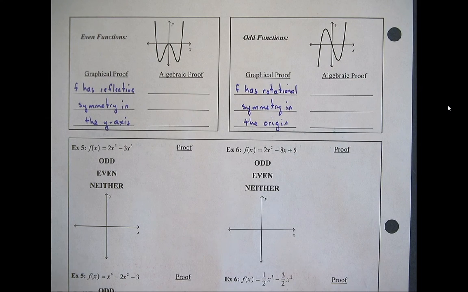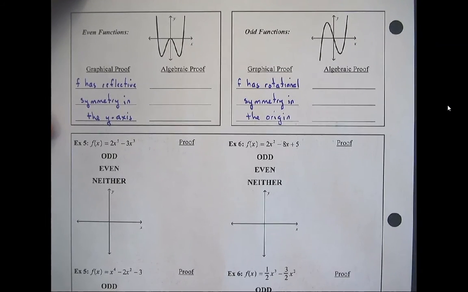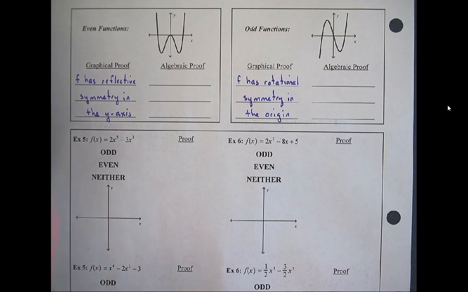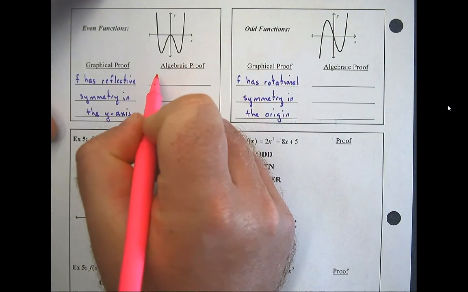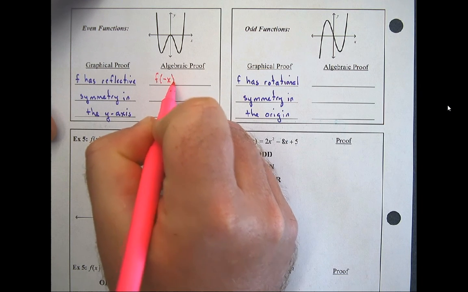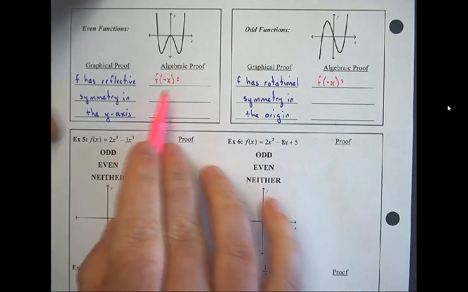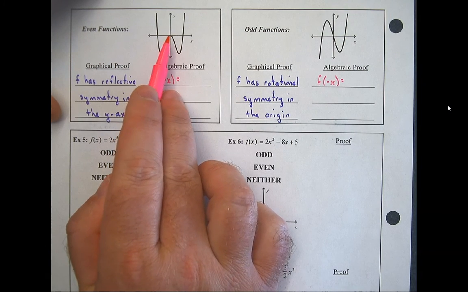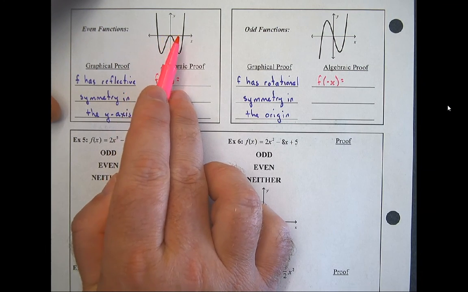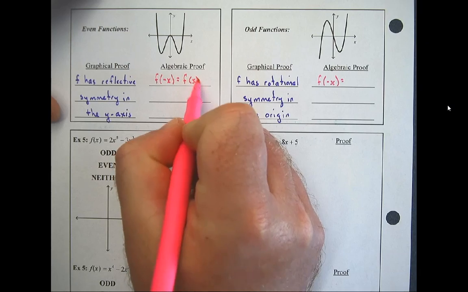Then we have the algebraic proofs. Algebraic proofs aren't too bad. They really stumped me when I was a kid, but now that I stop and think about them a little bit, it makes a lot of sense. So for either one of the algebraic proofs, you're going to do the same thing. You're going to plug in -x into your function. You're going to simplify things, and in an even function, the function value for -1 should be the same as the function value for +1. So f of -x is equal to f of x.